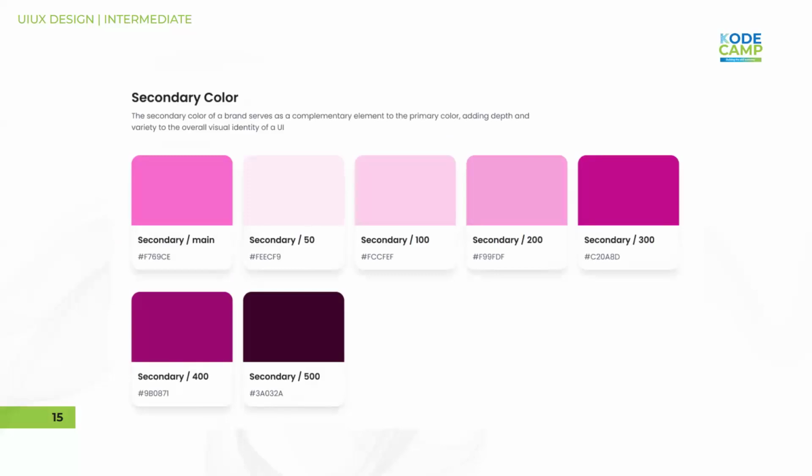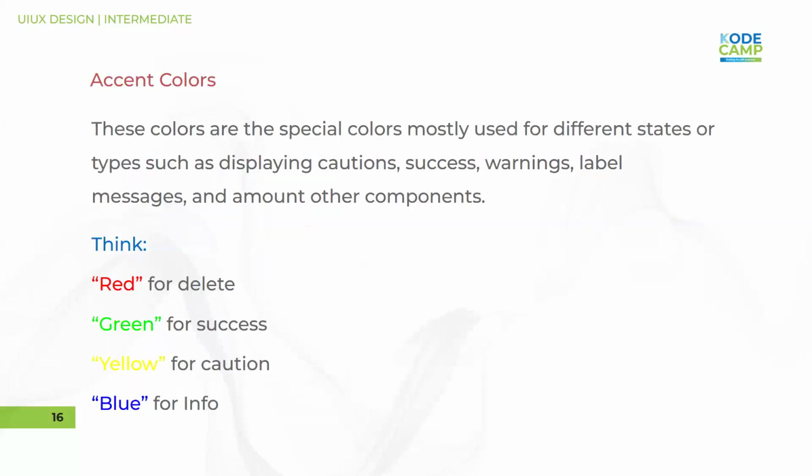Okay, all right, so let's look at Hassan's color. So we said think red for delete, green is mostly used for success, yellow is always used for warning or caution, and blue is used for info. Anytime you are designing, think about these things.